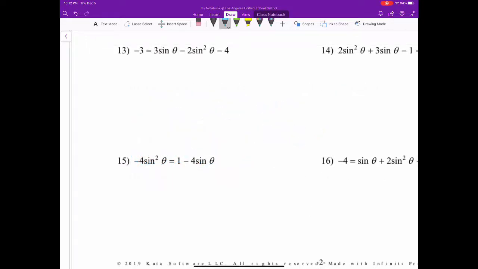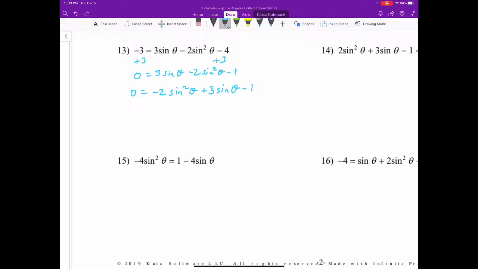Okay, let's just do one more problem. We'll do this one. Looks a little messy, number 13. Now, the goal is to get everything on the same side. I think I just need to move over this 3 here, and it's going to be equal to 0. 0 equals 3 sine of theta minus 2 sine squared of theta minus 1. I'm going to rewrite this: 0 is equal to negative 2 sine squared theta plus 3 sine of theta minus 1.